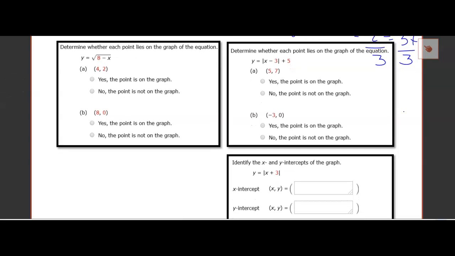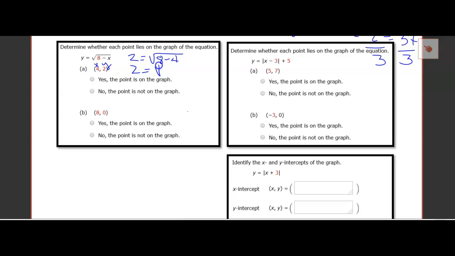We want to determine whether the given point lies on the graph of the equation, in this case, y equal the square root of 8 minus x. So I'm given a 4 for x and a 2 for y, so let's plug those in. 2 equal to the square root of 8 minus 4. And all we want to do is see if that makes a true statement. If it does, then that means the point 4, 2 lies on the graph of that equation.